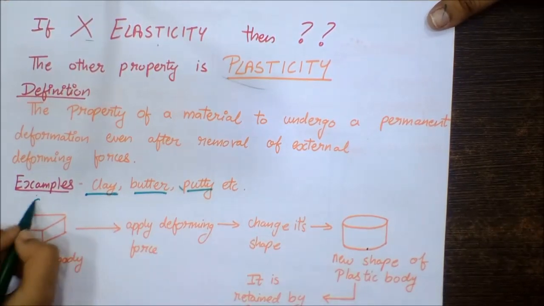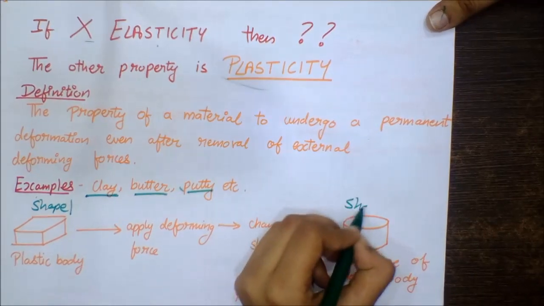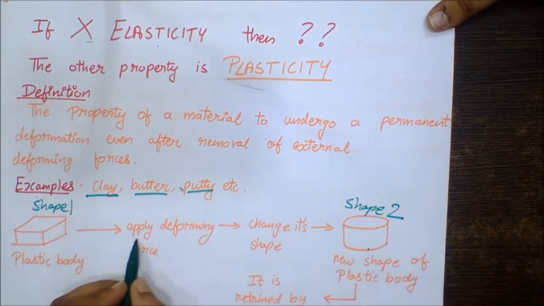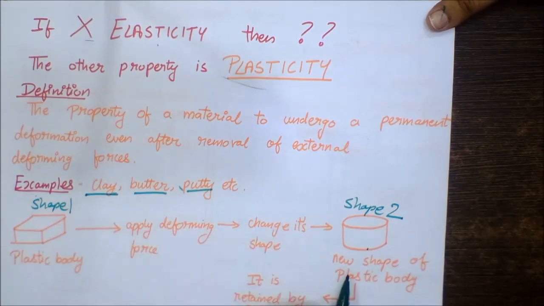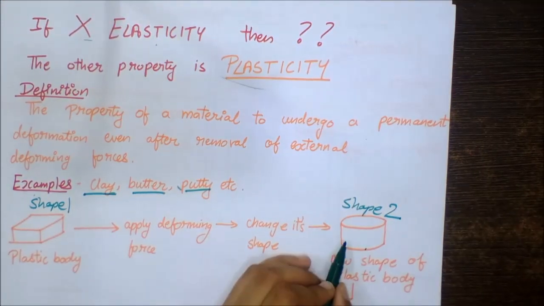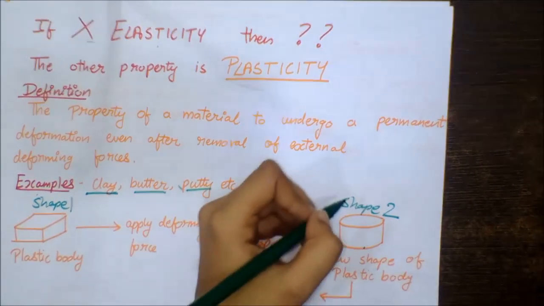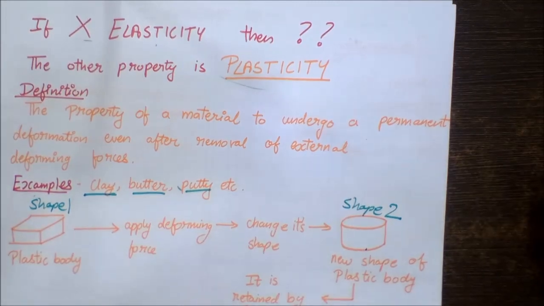So this was my shape 1 and this is my shape 2. I got my shape 2 how? By applying a deforming force. Now this new shape of a plastic body is retained by it, which means it will permanently be over there until I change it myself.